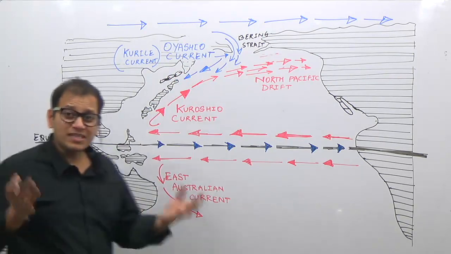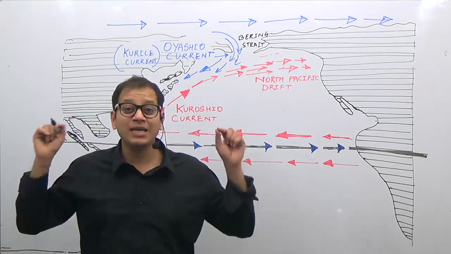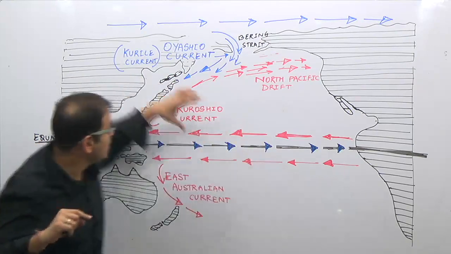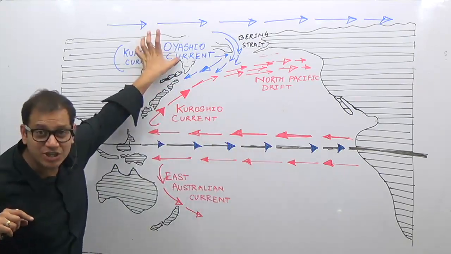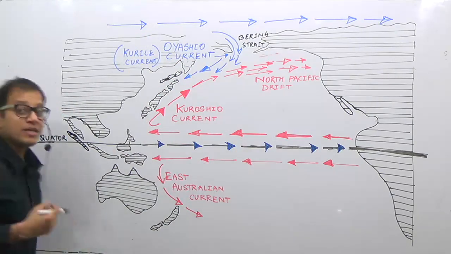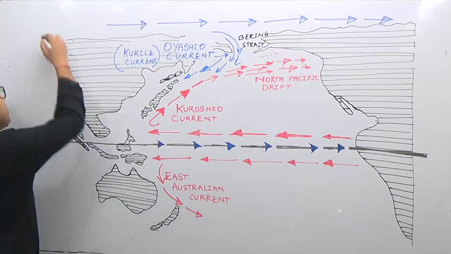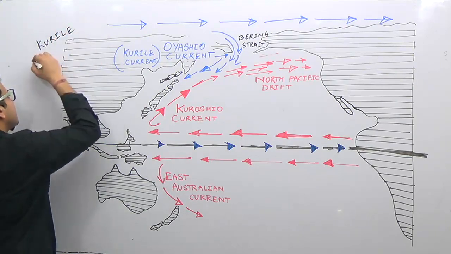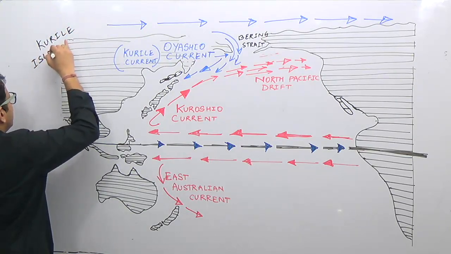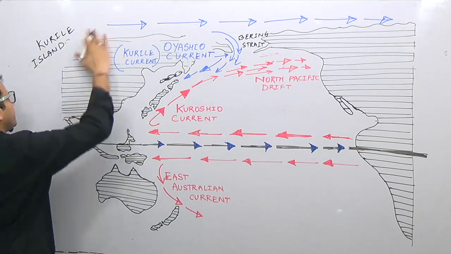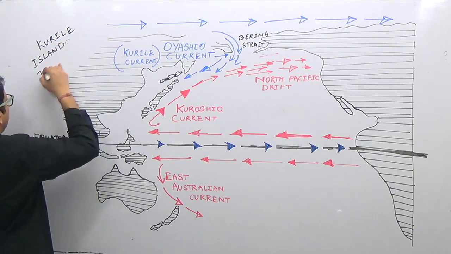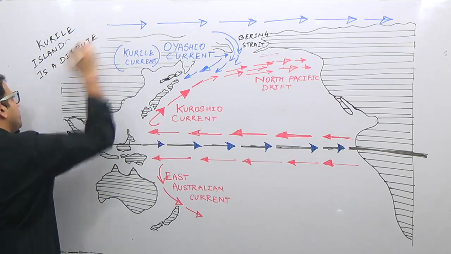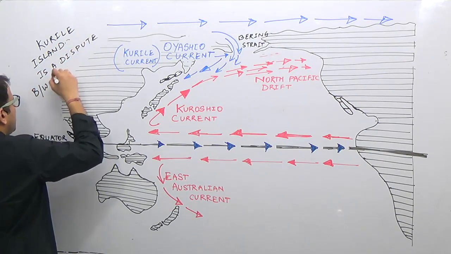What is the importance of these Kuril Islands? The Kuril Islands are a disputed region between Japan and Russia. So this Oyashio current is also known as the Kuril current. You remember the Kuril Island dispute. The Kuril Islands are disputed between Russia and Japan.